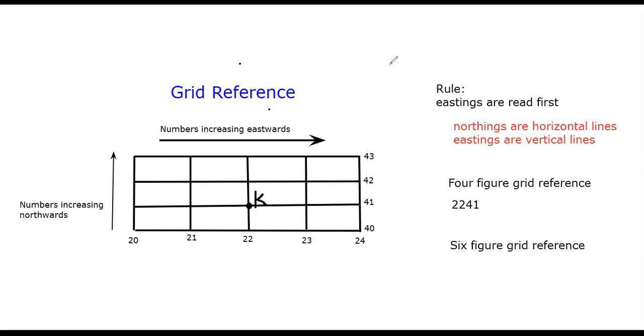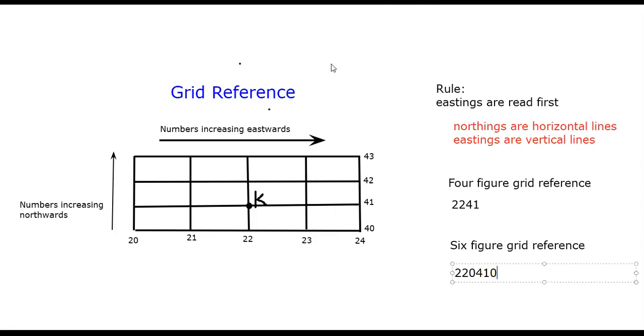Now for K, since it's directly on the line right here, we would say that it's 0 because it hasn't moved from the line. So it would be at 0. Both for the northing line and the easting line, it doesn't change. It's right there at the intersection, so it's classified as a 0. So 22, 0, 41, 0. Good. That would be the six-figure grid reference.